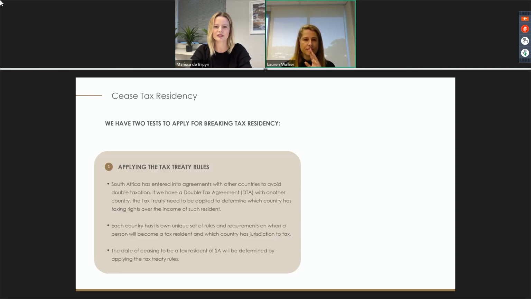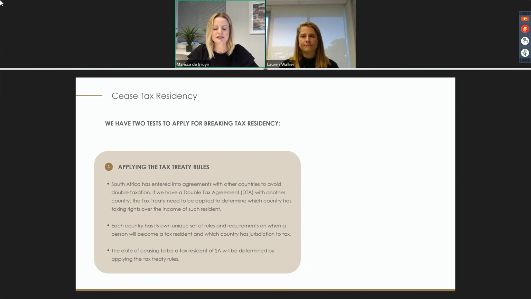Yes. Okay, so we have two tests, and I'm first going to explain the tax treaty rules, because this one can trigger you ceasing tax residency whether you want to or not. So a tax treaty is basically that South Africa has entered into double tax agreements with most other countries, and that just means that one of the countries will have the right to tax you. Now, each country has their own unique rules of how you would become a tax resident, and we can explain a few examples just now of how that works. And then if you are triggered by that tax treaty, then the date of ceasing tax residency would be whenever you've met the requirement, and that will make a little bit more sense just now with examples.